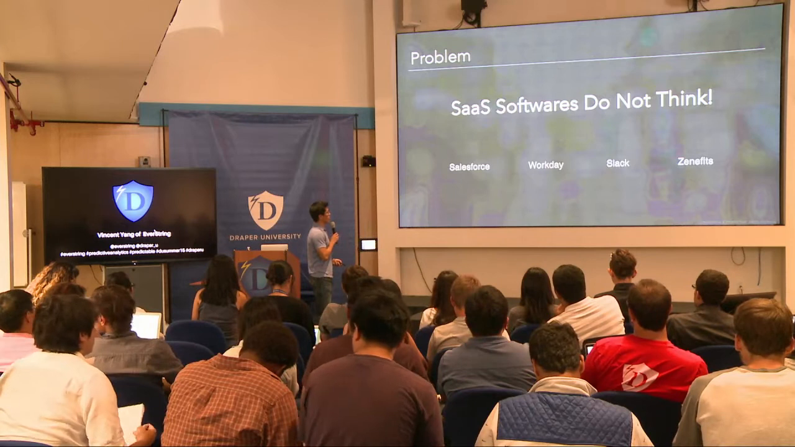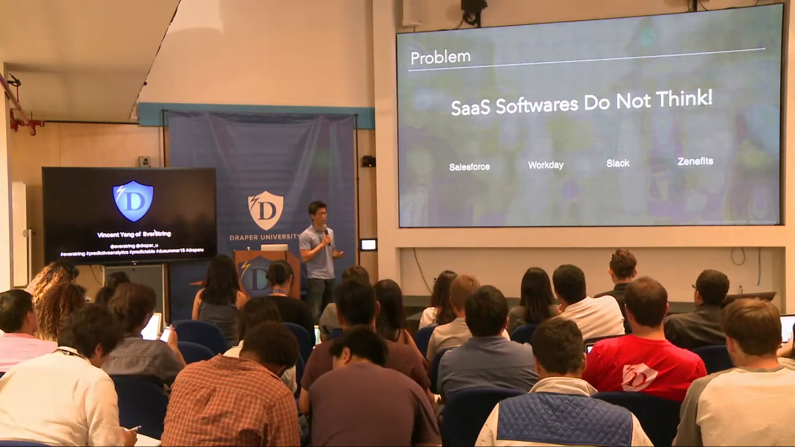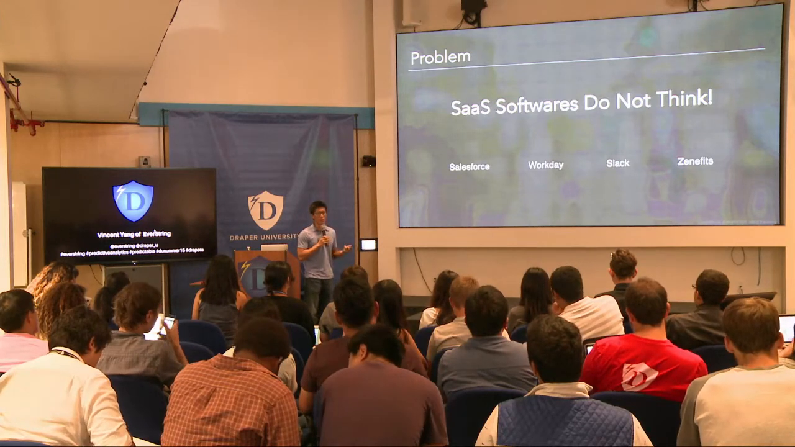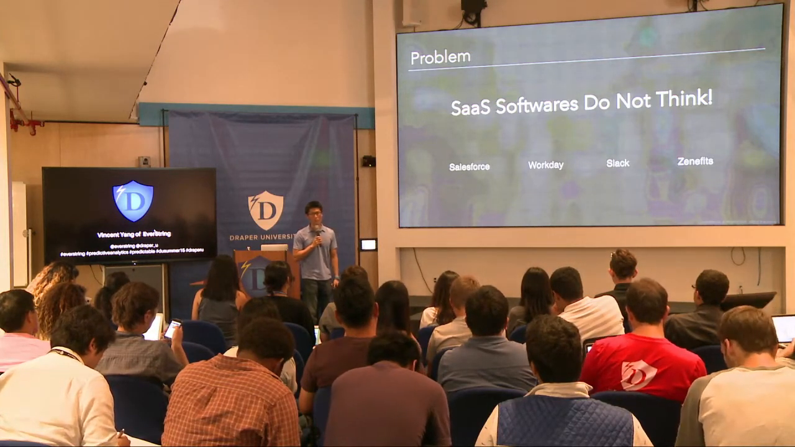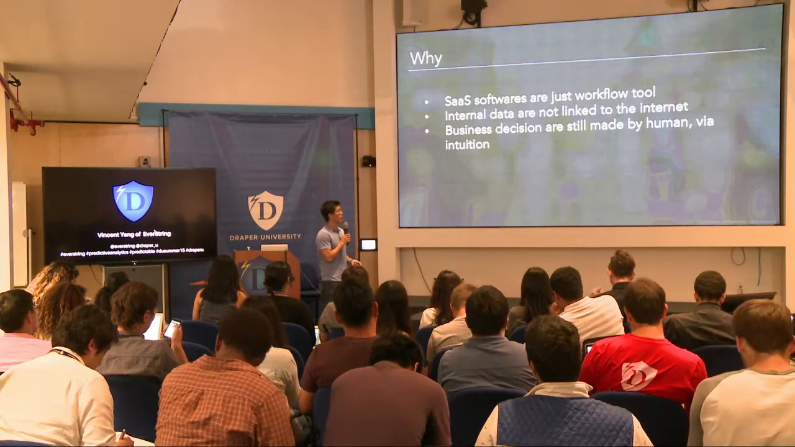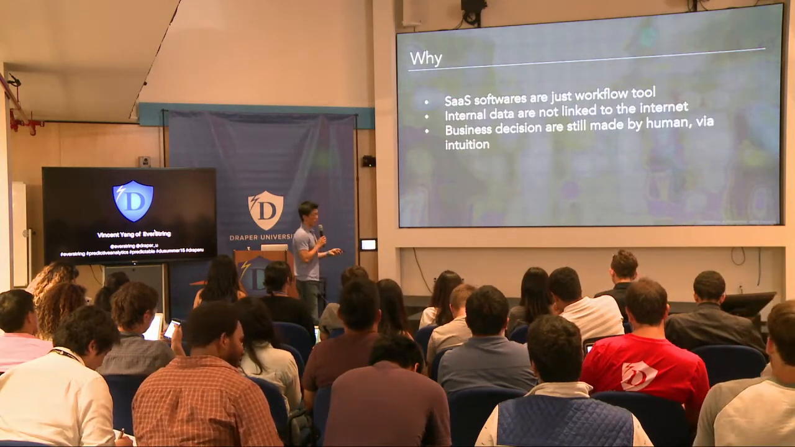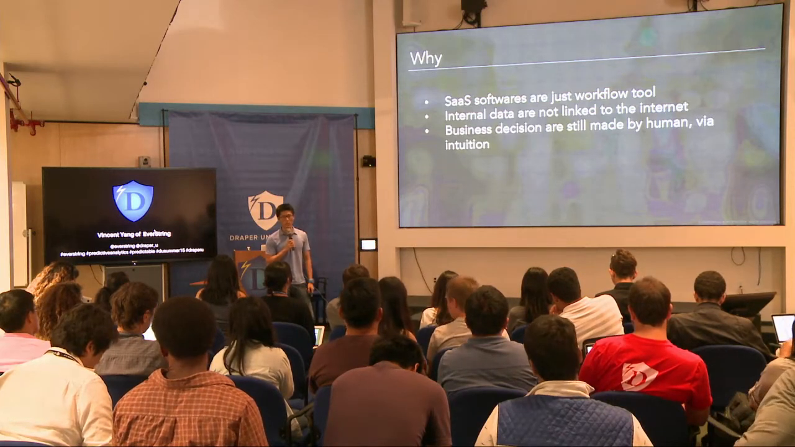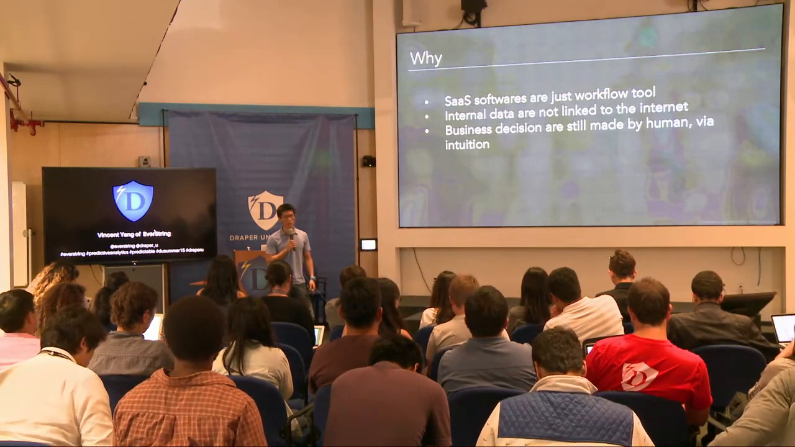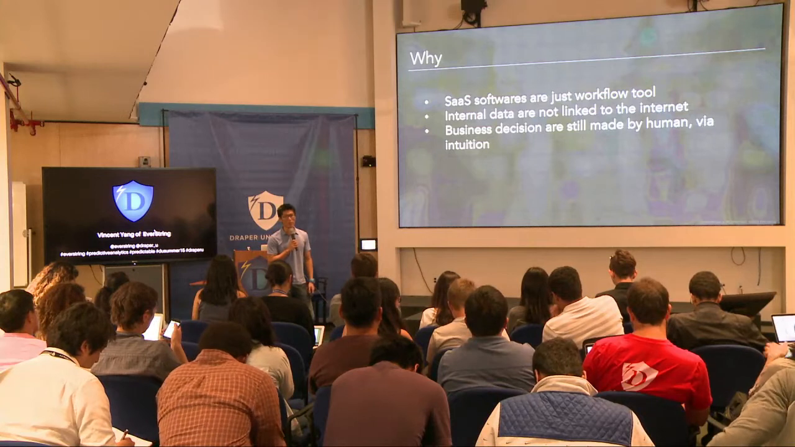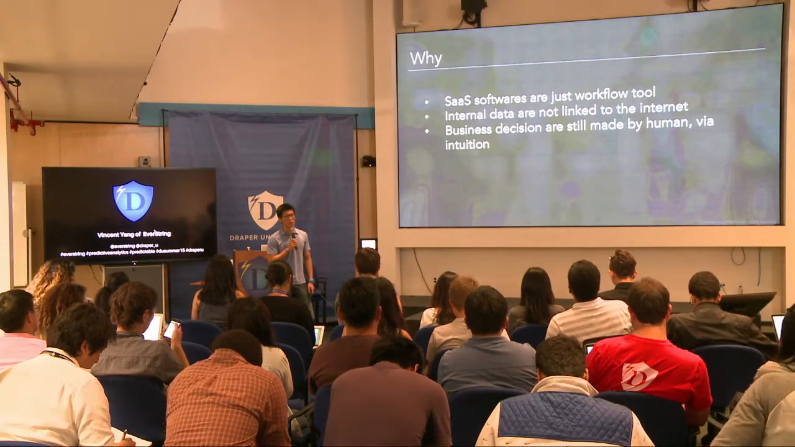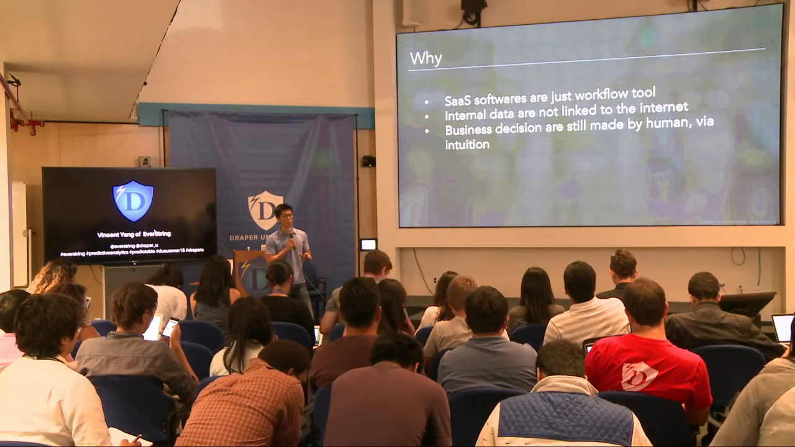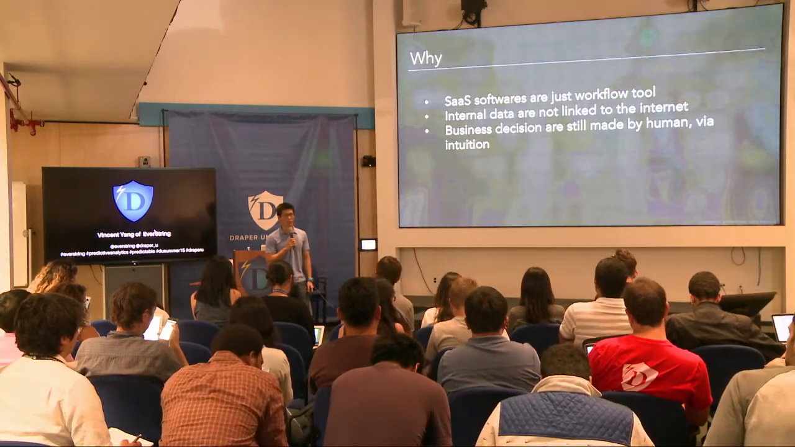Here are some of the problems we see. Most SaaS software does not think. Salesforce, Workday, Slack, and Zenefits are 4 of the top and fastest growing SaaS companies in the space, but they're just workflow tools, right? The second thing is that when you are using the software, you accumulate a lot of internal data. When you're using Salesforce, every single sales transaction is accumulated, but not too many people are making use of that. When you're using Zenefits, you're accumulating a lot of HR data, but no one is using that.